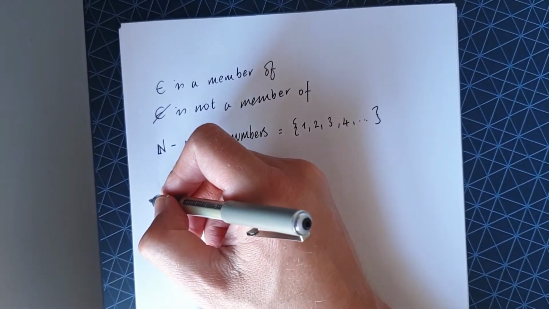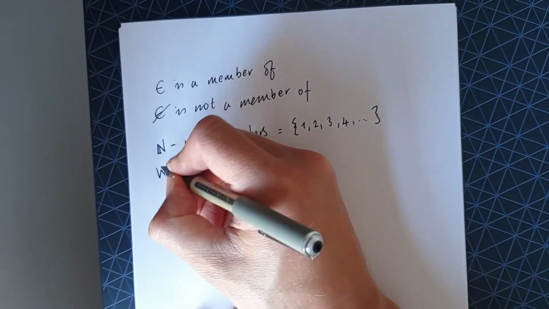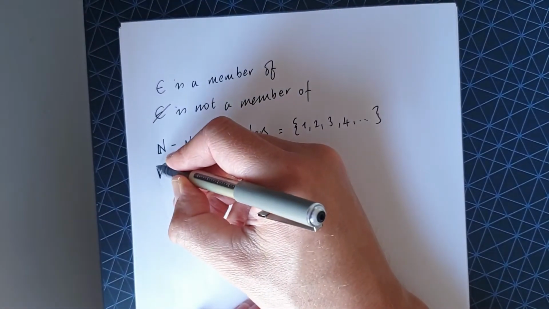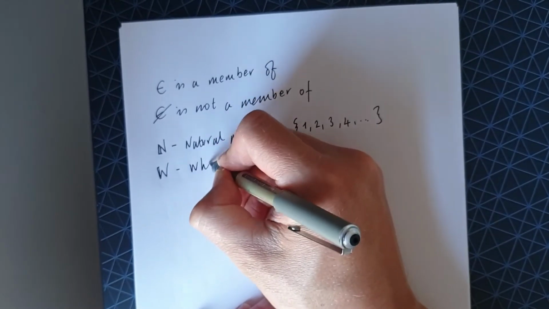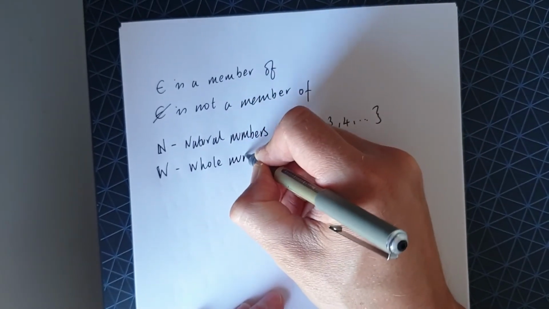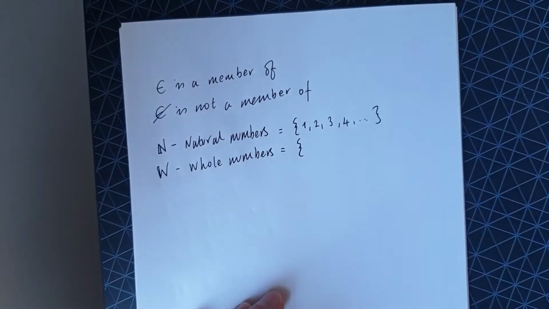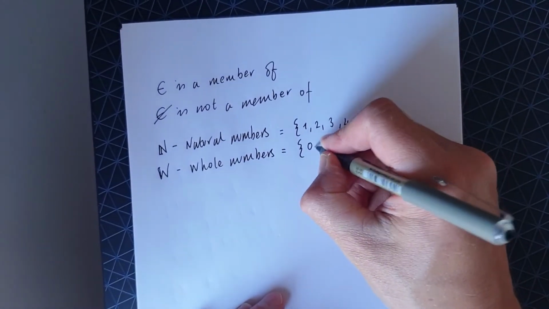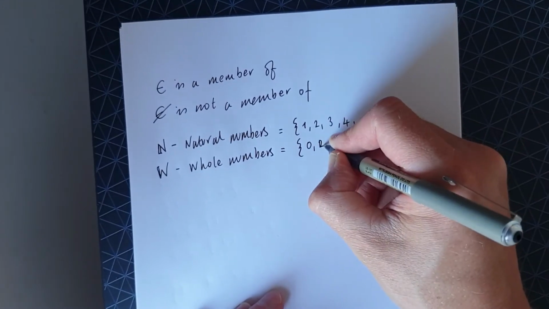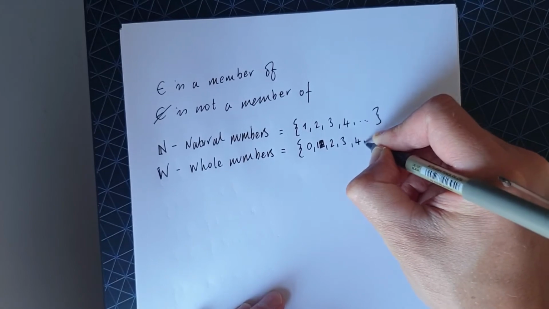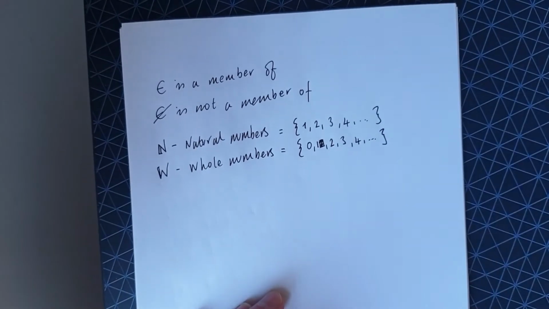Next one after that is the whole numbers. Again, the left hand side of the W has got that kind of double line. Again, using my curly brackets for the set notation, and that is just the natural numbers, all the positive whole numbers, but with 0. And obviously, the wee dot dot dot means that it keeps going.